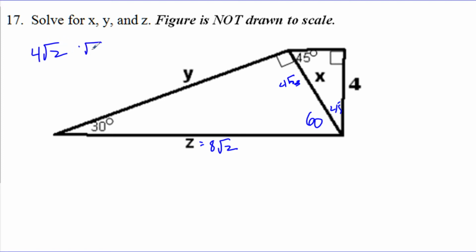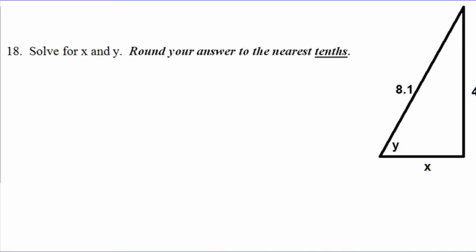If I multiply that by the square root of 3, that looks like 4 square root of 6. That's going to be my y value, right? So it's really, again, just using the two triangles and the rules in them to find our missing value. Okay, so problem number 18 is asking us to find an angle and to find a missing side.